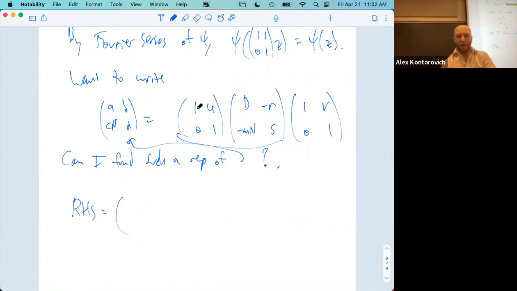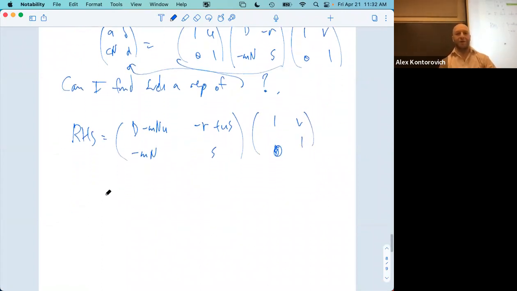is equal to, okay, 1 times D, I get a D minus MNU, right? And then I get a negative R plus US, and here I get a 0 and a minus MN and S. And now I multiply by 1 V 0 1. It's embarrassing how difficult it is for me to do these calculations.